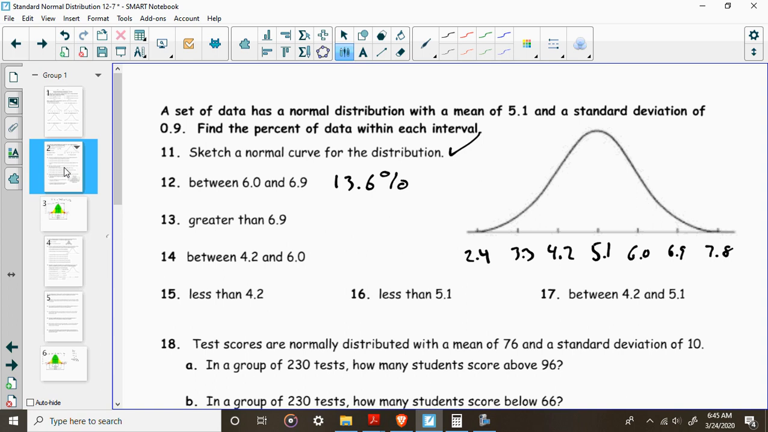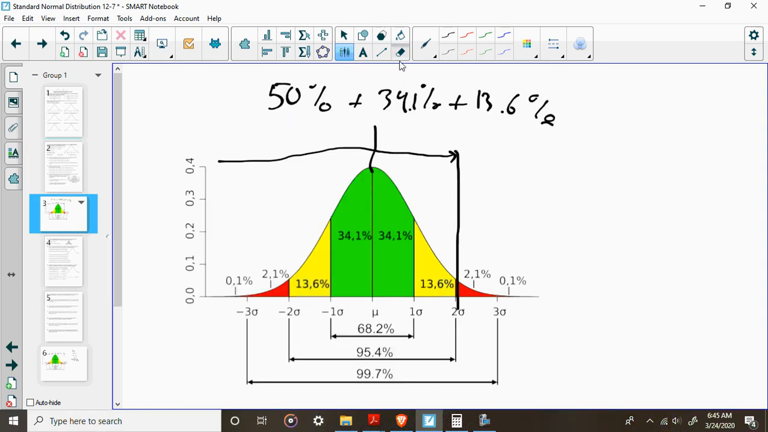Okay, so what was the number? 97.7. Oh, I'm sorry, my mistake. They didn't want this side. They wanted this side. We still definitely need that number though, so no big deal there. How many are on this side? Well, if 97.7 was on this side and 100 is the whole thing, what's 100 minus 97.7? Sorry about that, guys.